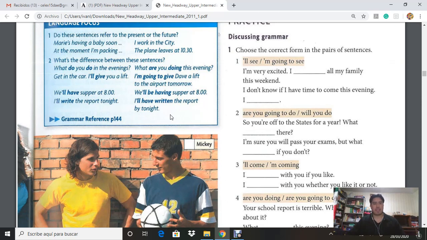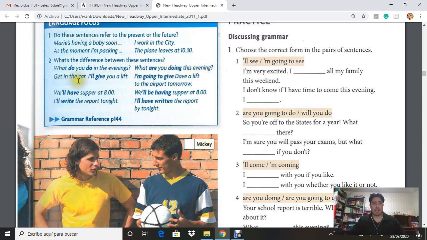Well, so now let's explain them. In the first pair of sentences, what do you do in the evenings is a question in simple present, because it is asking about routines or habits. The question in front, what are you doing this evening? is a question in present continuous to talk about a future arrangement or a future plan.